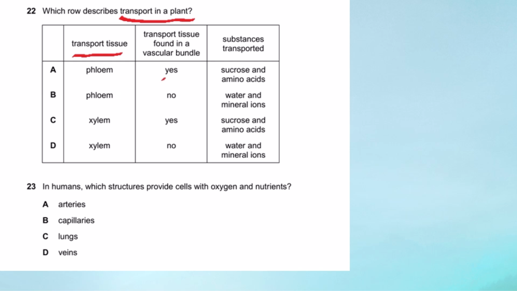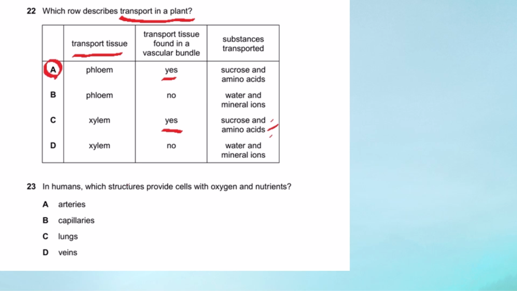Then they say, are they in a vascular bundle? Yes, they are. So that leaves us with A and C as possible correct answers. Here they say that the phloem moves sucrose and amino acids. Yes, it does. And they ask us, does xylem move sucrose and amino acids? No, it moves water, which leaves us with the only right answer being A.